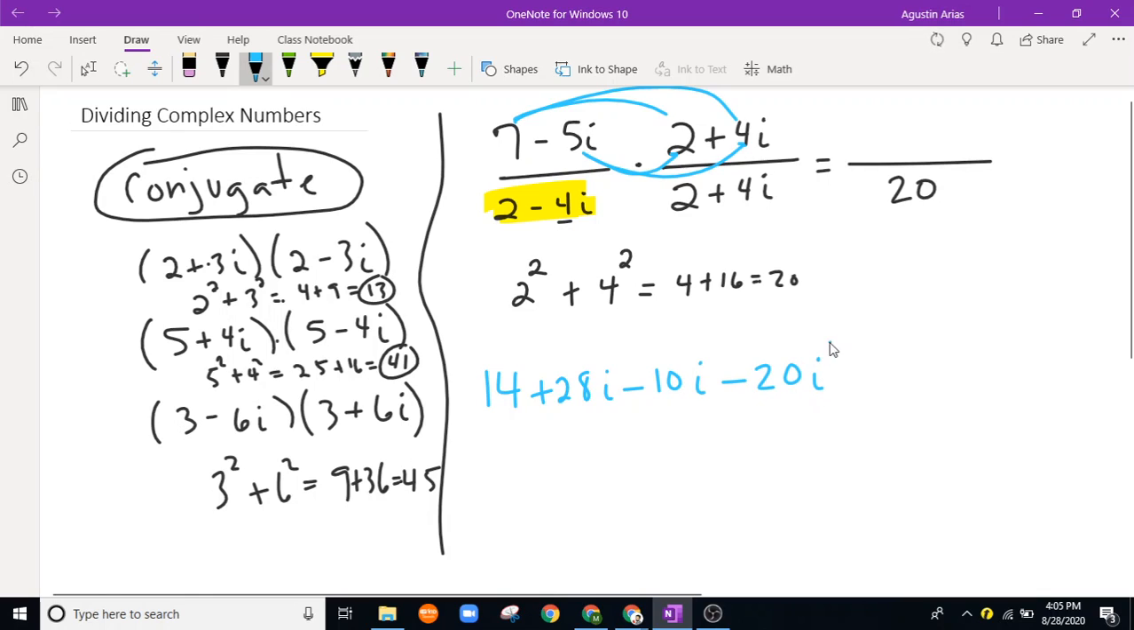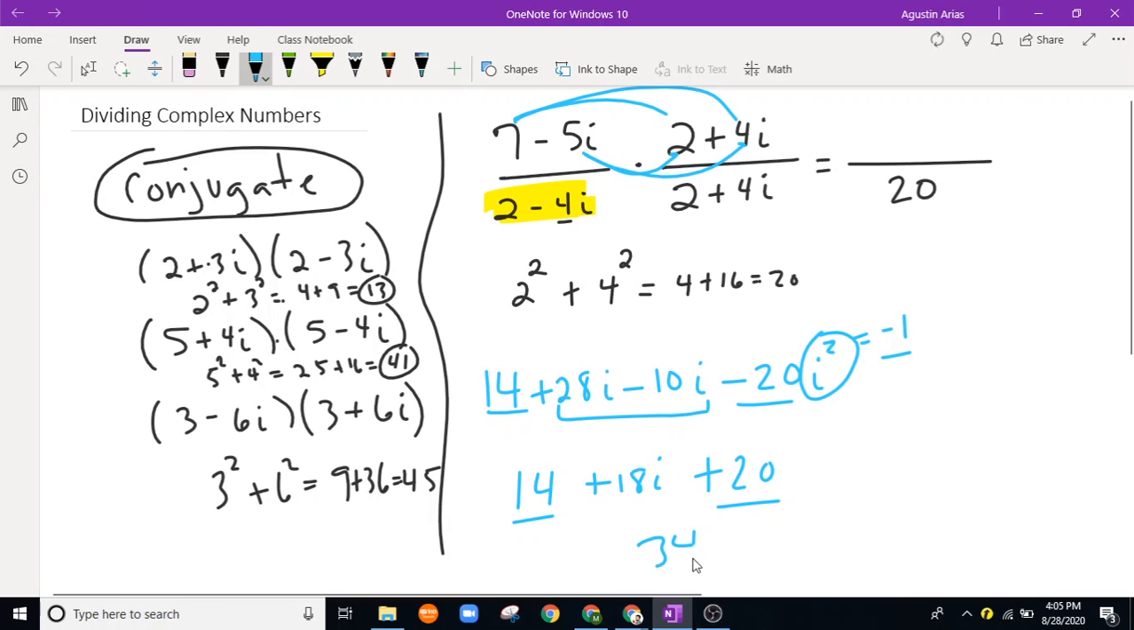And then i squared, make sure that you put squared on this term because this is equal to negative 1. So this negative 1 times this negative 20 is going to make it a plus 20. And that's going to combine with that 14 in the front. In the middle, you're going to have plus 28, but minus 10, so it's going to be plus 18i. This 14 and 20 combine to give you 34. And you still have that 18i, so then you're going to have 34 plus 18i.